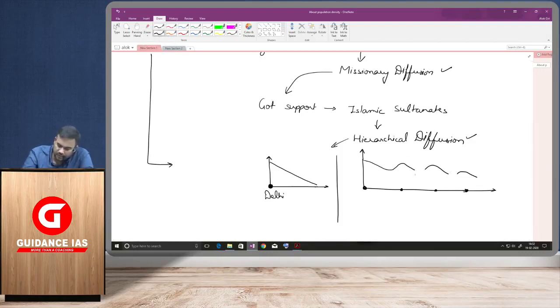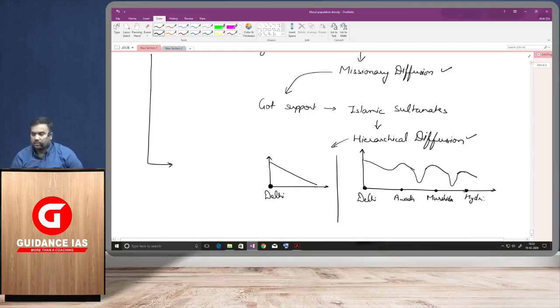Because the intermediate areas are what? It becomes very low. But again it rises in those headquarters areas. So you can give examples: here it was Delhi, Awadh, Murshidabad, Hyderabad. This is how the concentration of the Muslim population is seen in India. So that is one way in which the areas are concentrated.